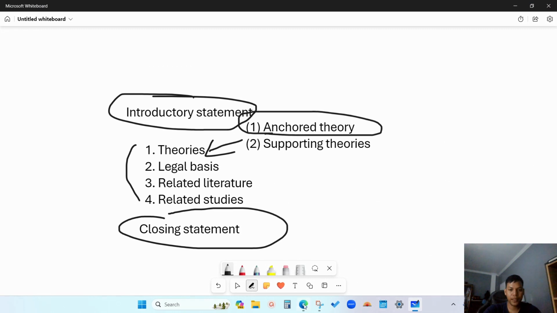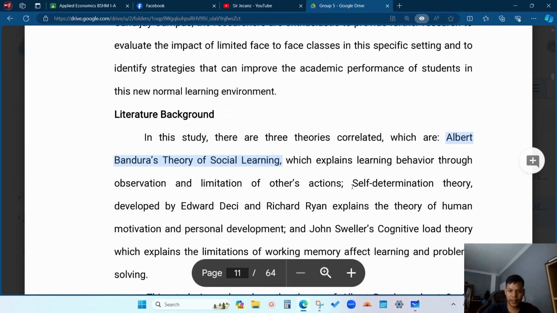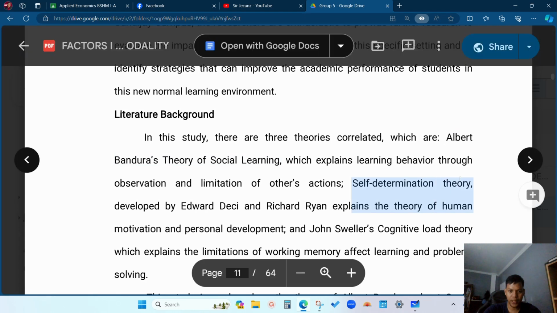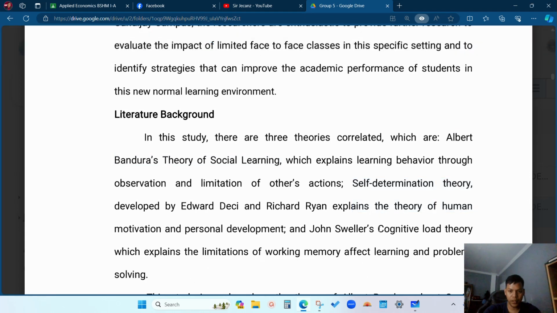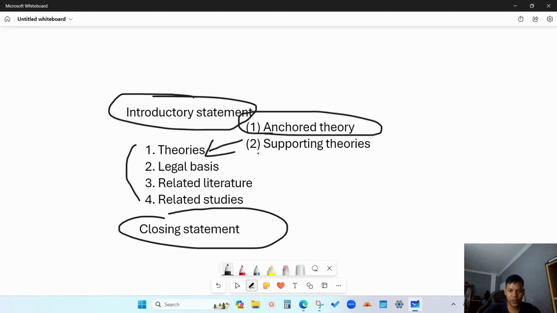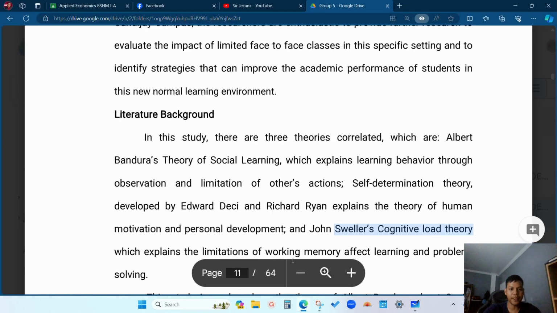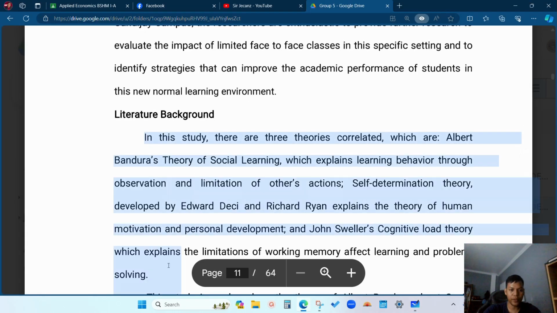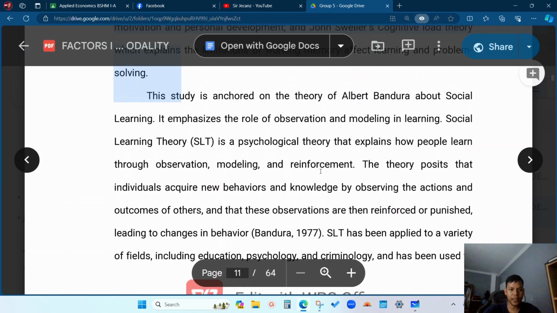Okay, and then the self-determination theory and cognitive load theory are examples of supporting theories. So I've shown you the example of the theories. They are present in this manuscript, with an introductory part of the three theories, and then they are discussed here.